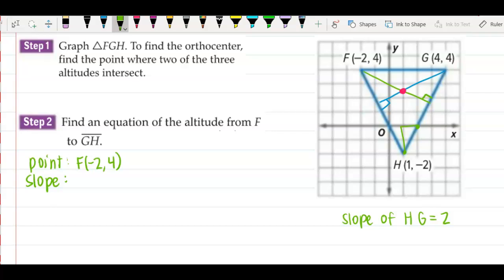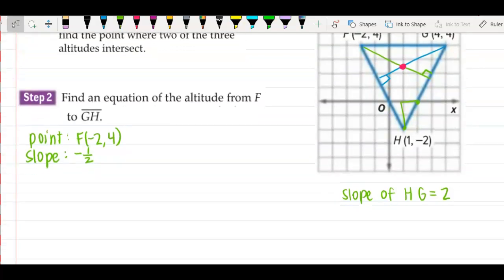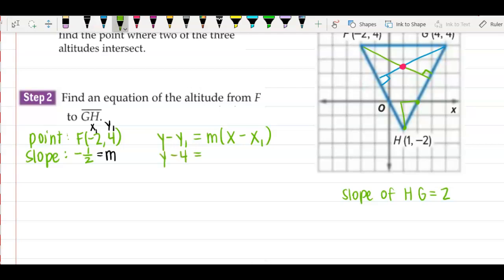So if the slope of HG is +2, and the green line is perpendicular to HG, remember, when we change a slope, if they're perpendicular, we flip it and we change the sign. So instead of +2, the slope would be -1/2. Then from here, our point-slope formula is y minus y1 equals m times x minus x1. From our point, we have an x1 and a y1, and slope is always represented as m.